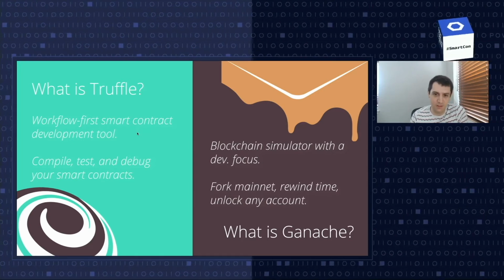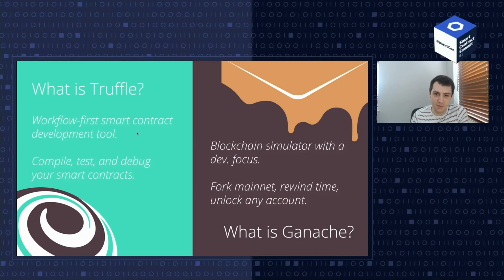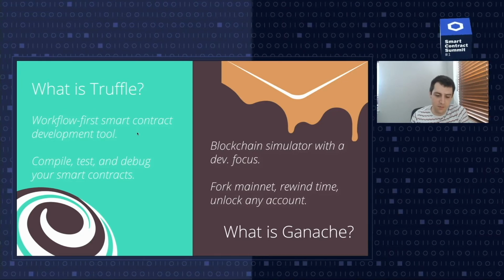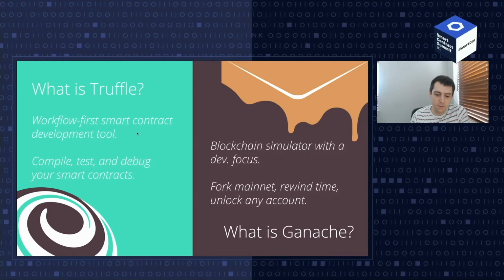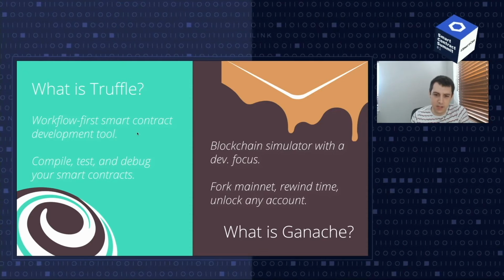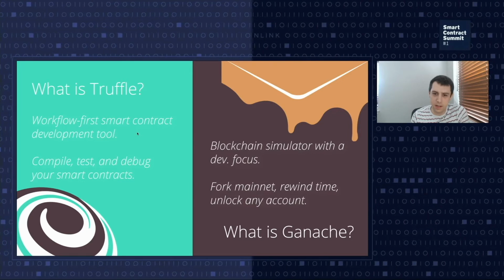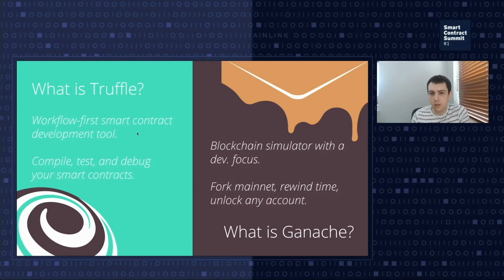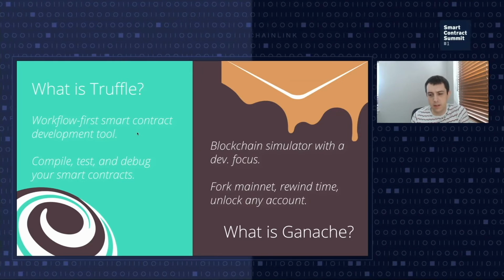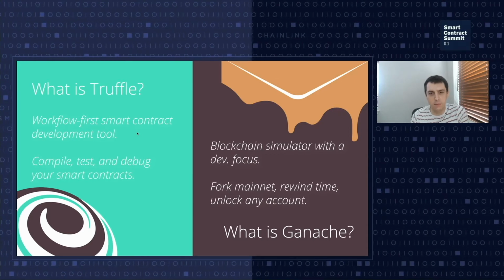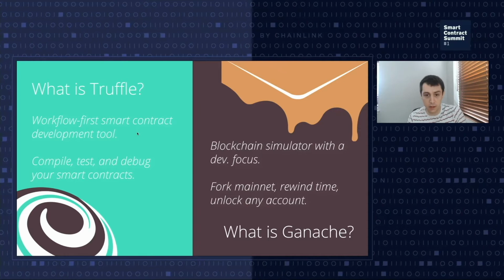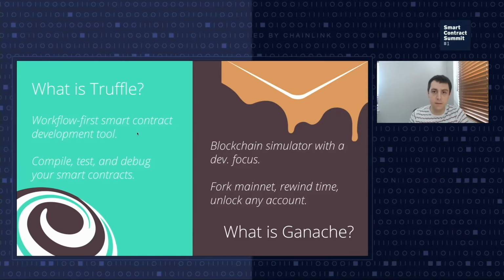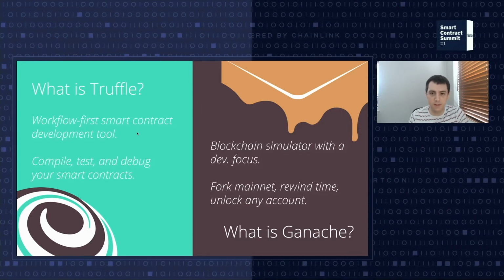Inside Truffle and really powering it all is our blockchain simulator, Ganache, which acts like an Ethereum blockchain, but doesn't do any of the consensus management or anything like that, and instead really just focuses on the developer experience. And that includes things like giving you the ability to fork mainnet so that you can deploy your application with existing mainnet state without actually interacting with mainnet.